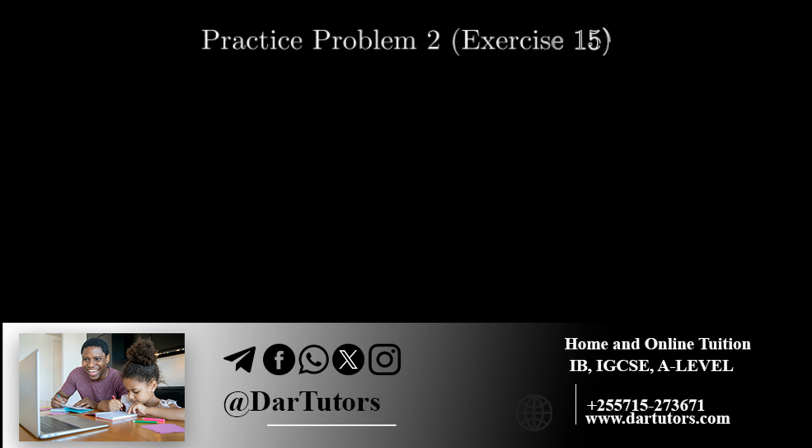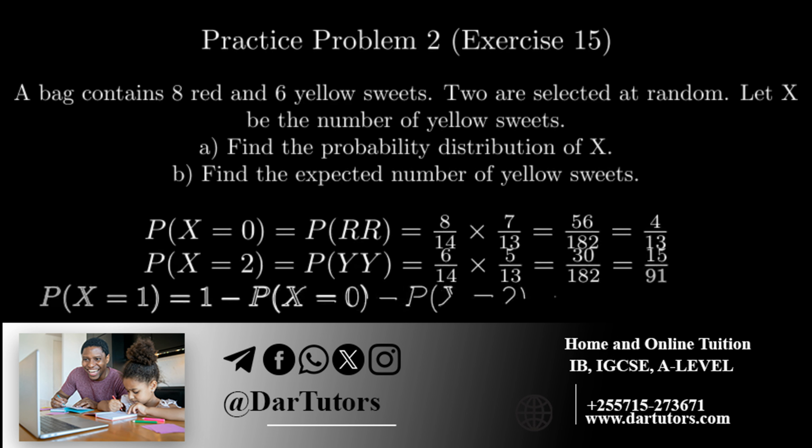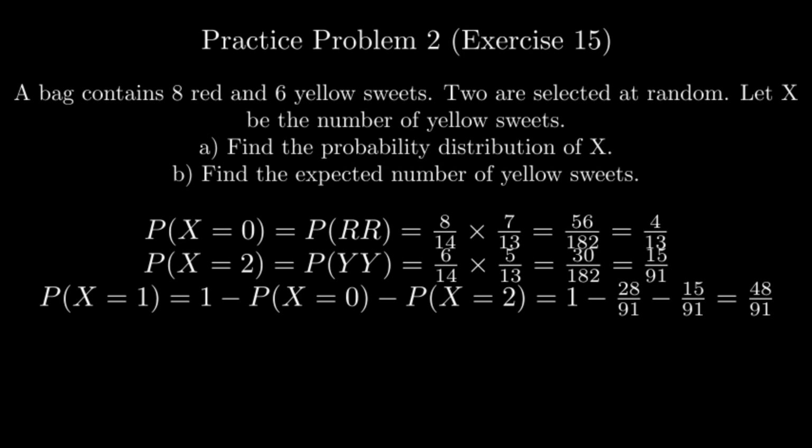A bag has 8 red and 6 yellow sweets, so 14 total. We pick 2. X is the number of yellow sweets. We need to find its probability distribution and then its expected value. The number of yellow sweets X can be 0, 1, or 2. Let's find the probability for each. The probability of getting 0 yellow sweets means getting 2 red sweets. That's 8/14 times 7/13, which is 4/13.